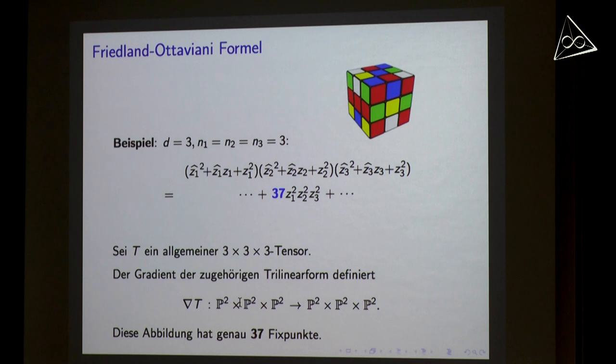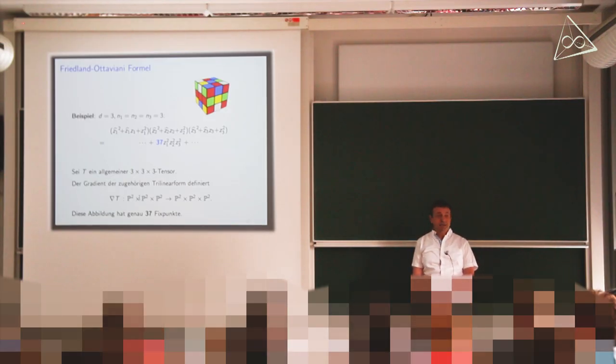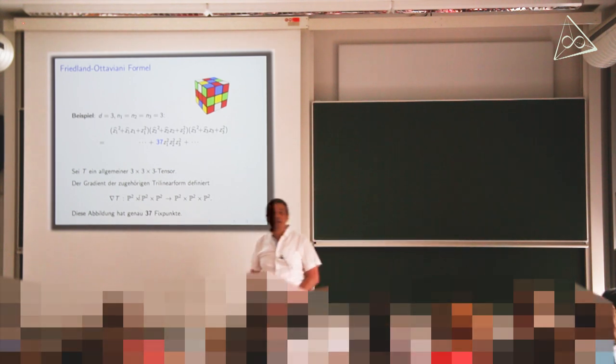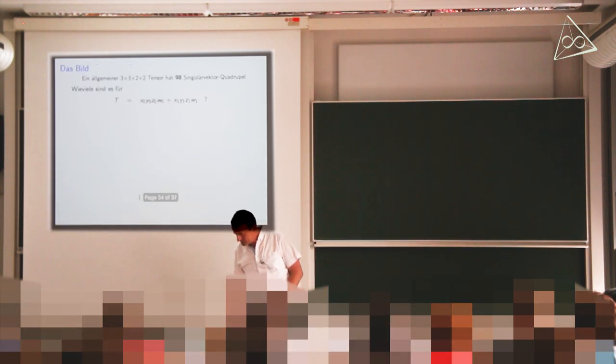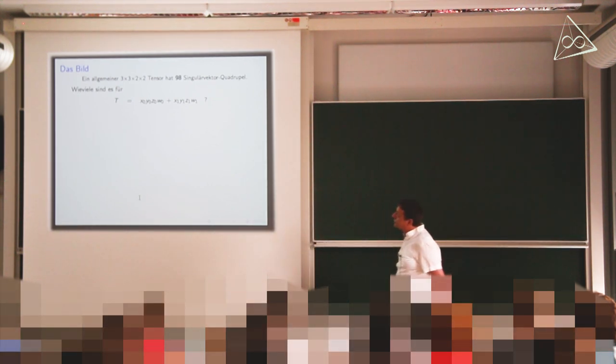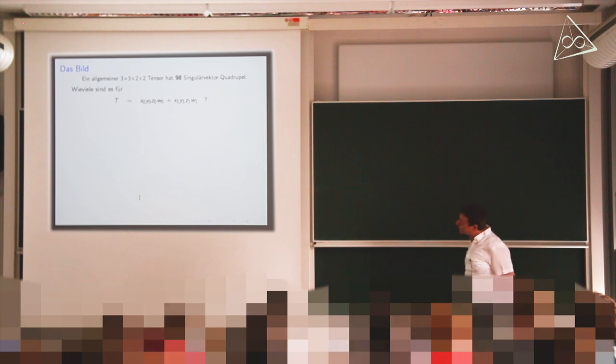I'm almost done. It remains to tell you about the picture. So in the second slide this morning, we saw the picture on the cover page of the July 16 issue of the Notices of the AMS. So let me end by explaining that picture. I'm going to explain that by talking about the case of a 3x3x2x2 tensor.